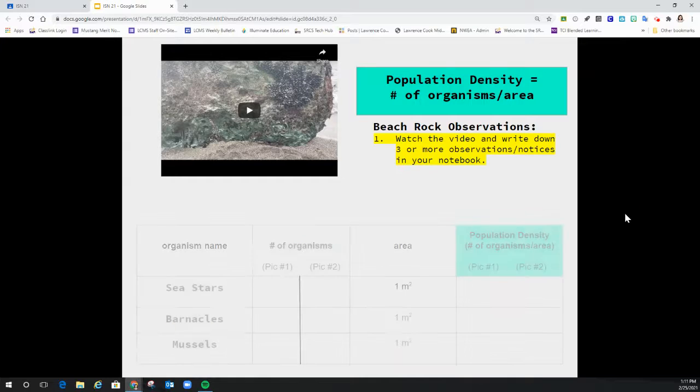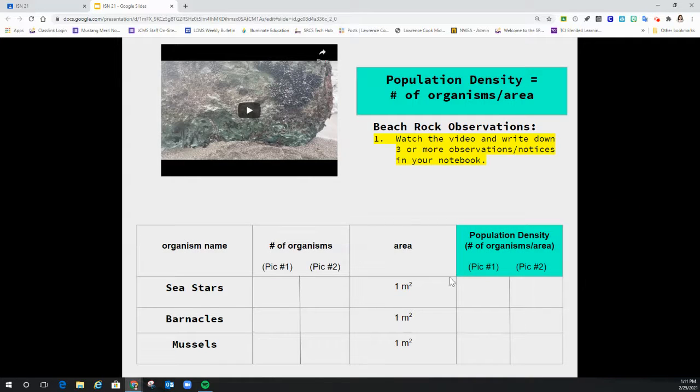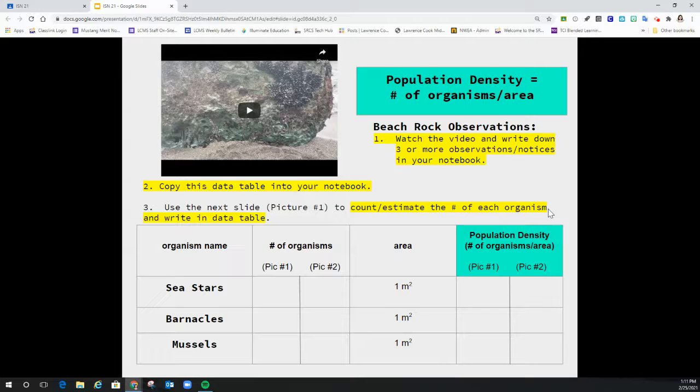Once you have that information added into your notebook, go ahead and add these lines to divide our picture 1 and picture 2, and add your lines here to divide your sea stars, barnacles, and mussels. And you're going to be ready to start counting the number of organisms.